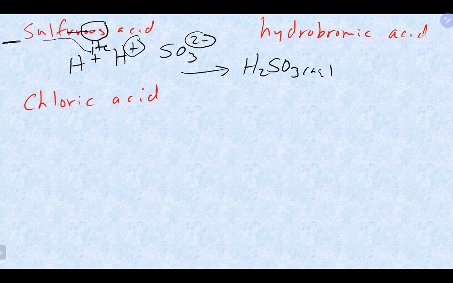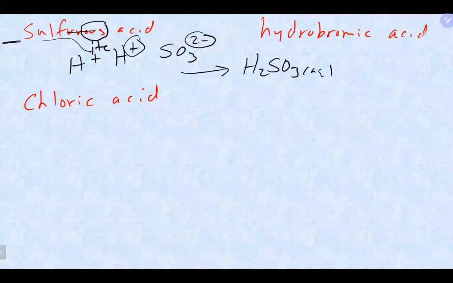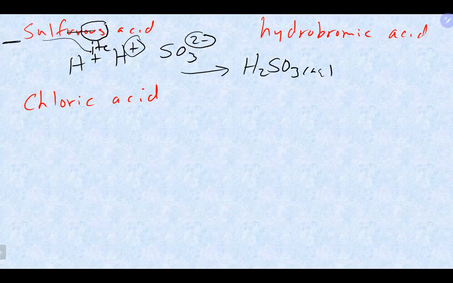The H plus is always the cation, the positive part, in an acid. So it's always H plus for anything that's an acid, and basically you treat it like an ionic compound. Again, we want to get to zero. Because the sulfite had a minus 2, that's why we needed two of the H's to balance that. Other questions?